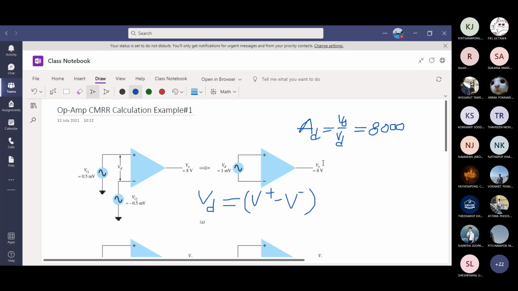V out is 8 volts. Differential input VD is 1 millivolt. So what is your gain? 8,000.